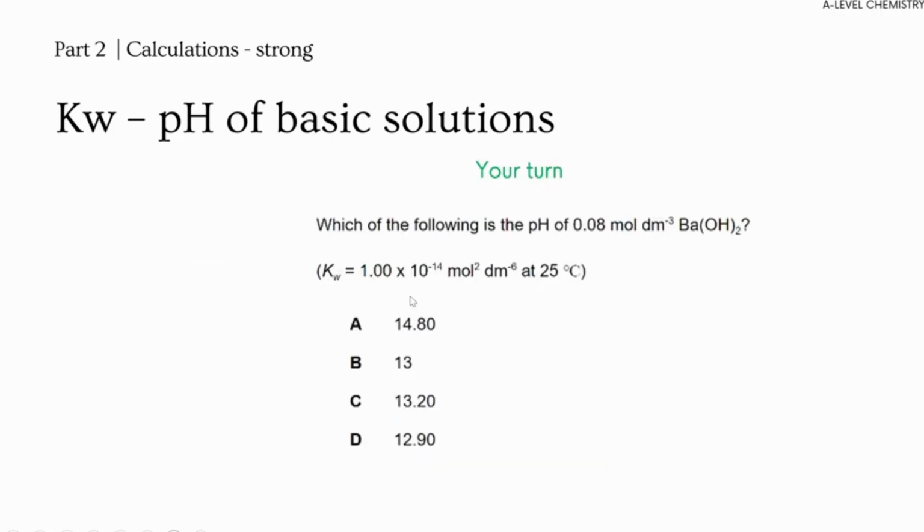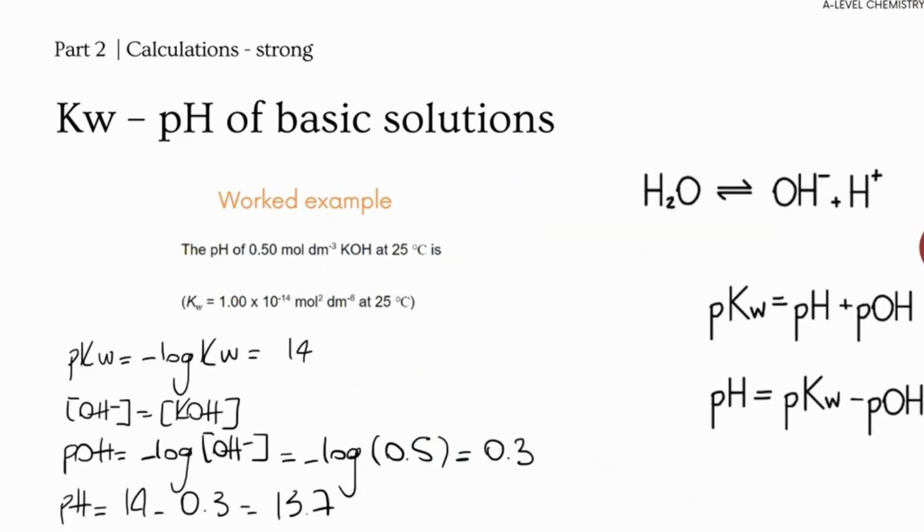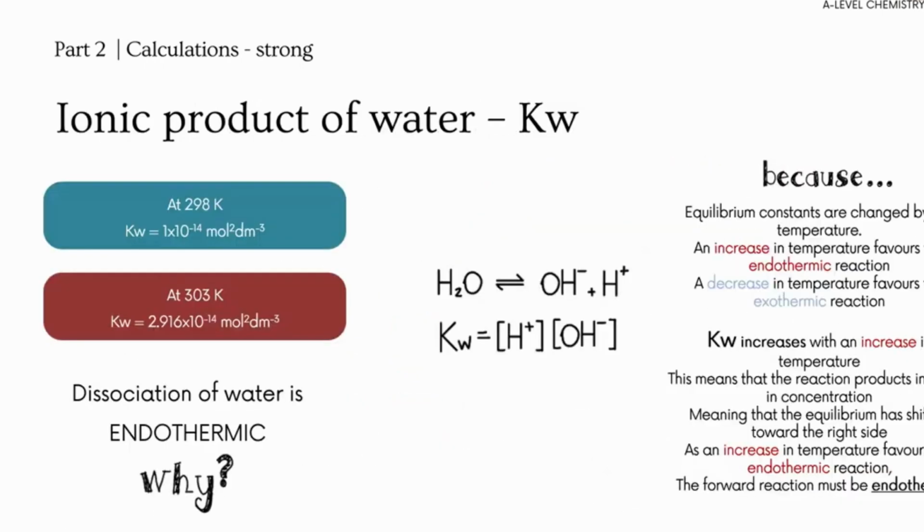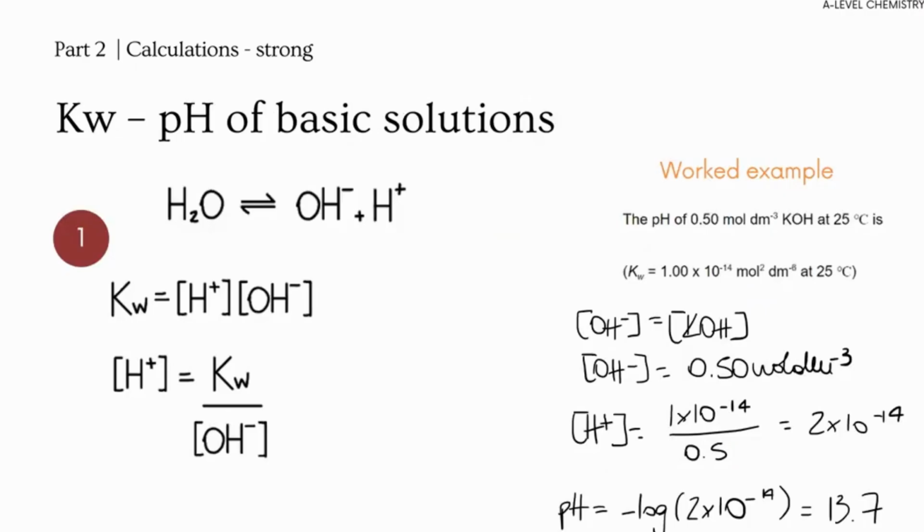Just look at this question. Do you see already the challenge that I mentioned in the question before? Suddenly you have a Ba(OH)2. The ratio between hydroxide and the whole base is not 1:1 anymore. So you're going to have to consider the ratio, okay? This is very important.